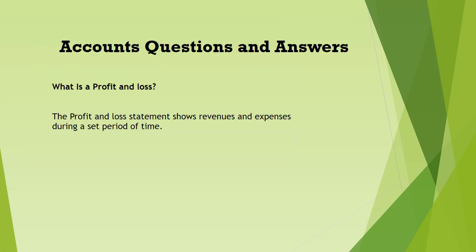Then what is profit and loss? What is a profit and loss account? You can see this profit and loss account statement shows revenue and expense during a specific period. We also make this profit and loss account for a specific period. It shows our expense and revenue: what we spend is expense, and what we get as money is income, revenue. Then we have to control.